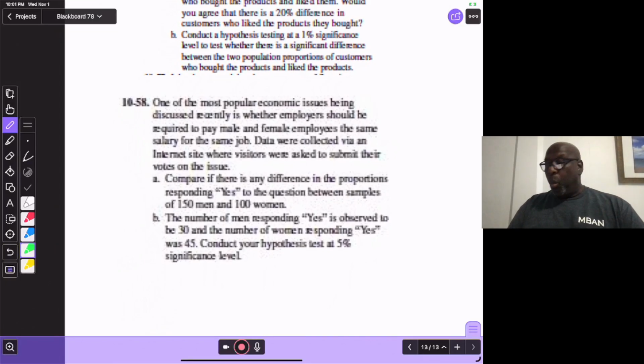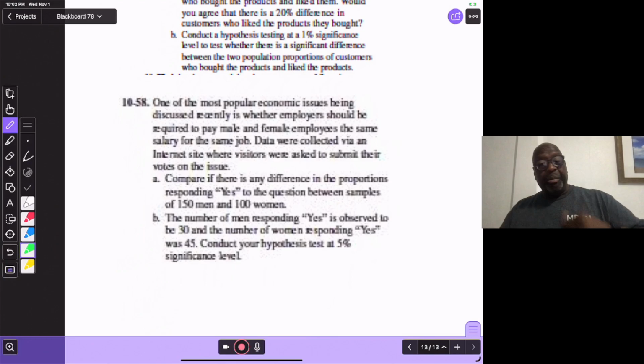One of the most popular economic issues being discussed recently is whether employers should be required to pay male and female employees the same salary for the same job. Data were collected via an internet site where visitors were asked to submit their votes on the issue. Compare if there is any difference in the proportion responding yes to the question between the samples of 150 men and 100 women. The number of men responding yes observed was 30. The number of women responding yes was 45. Conduct your hypothesis test at a 5% significance level.